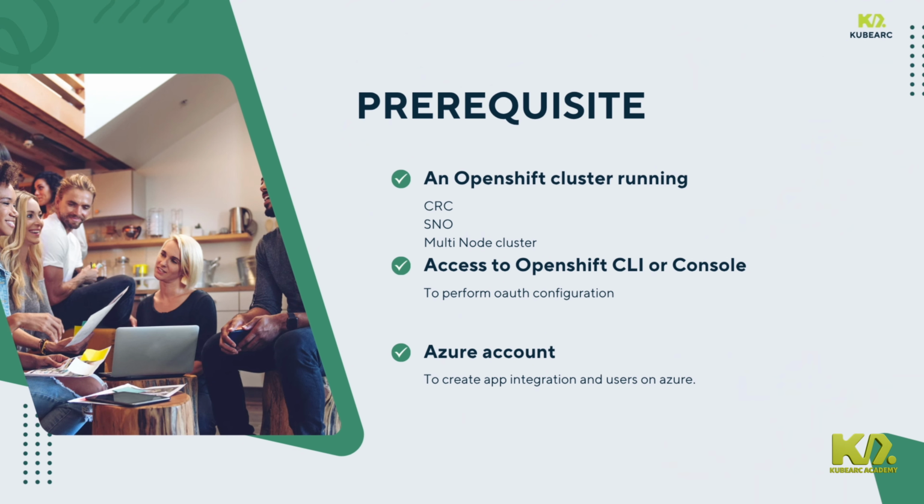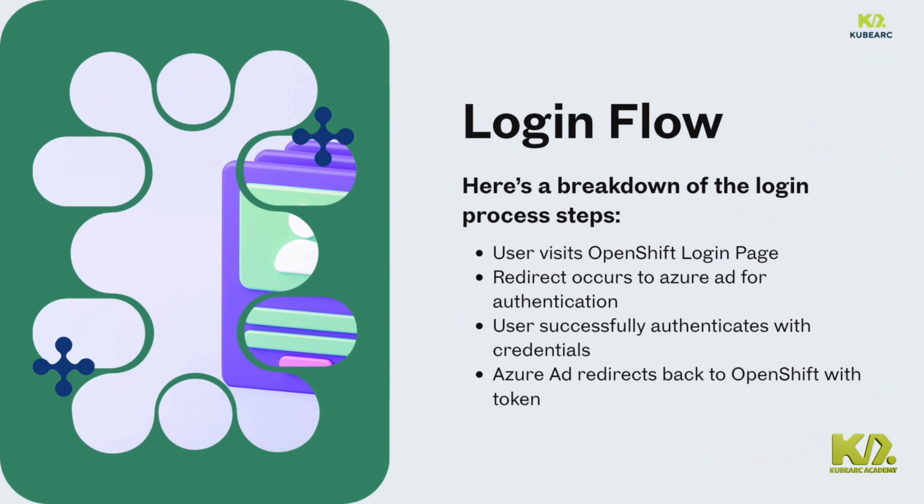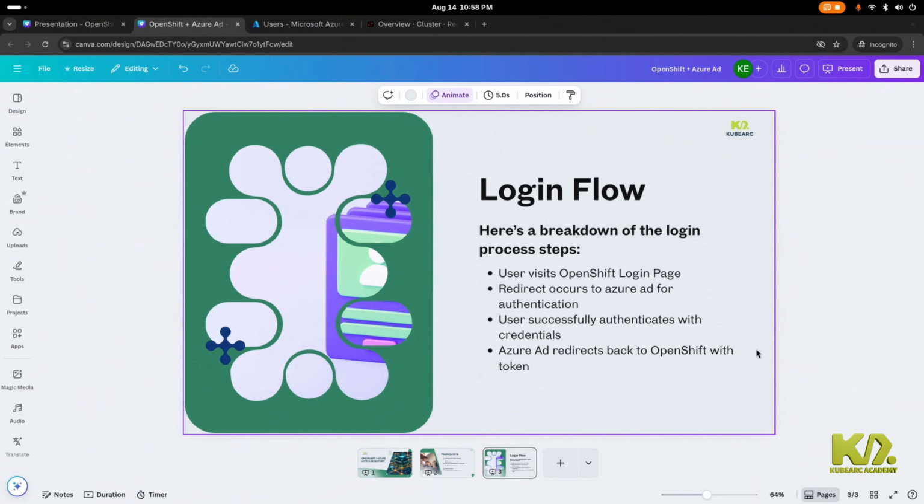Before we jump into the practical, let's have a look at the login flow. Here's a breakdown of the login process steps. User visits OpenShift login page, redirect occurs to Azure AD for authentication. Users successfully authenticate with credentials. Azure AD redirects back to OpenShift with token. Now let's start with the demo.